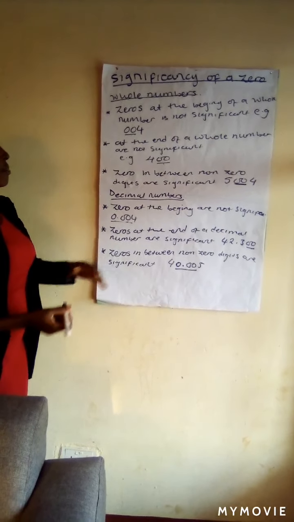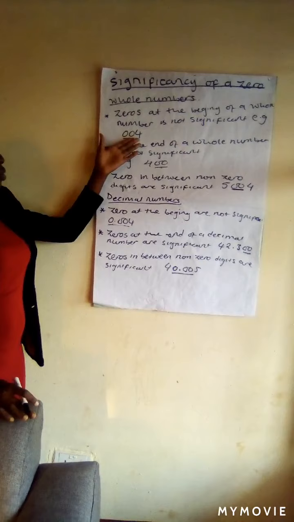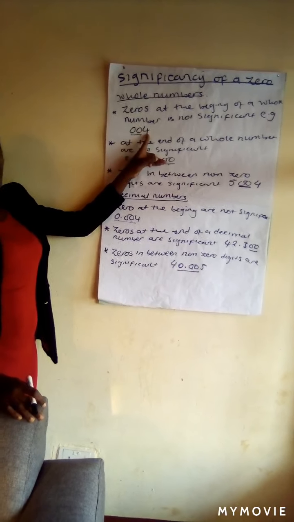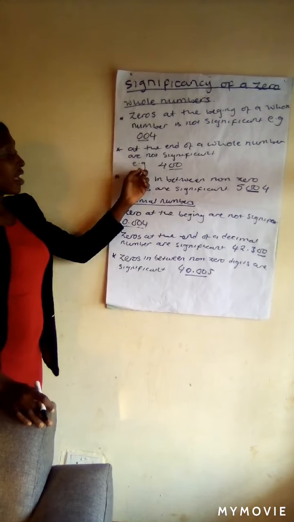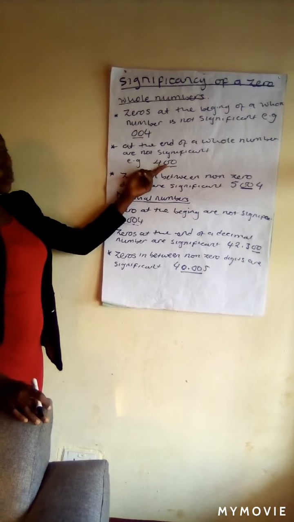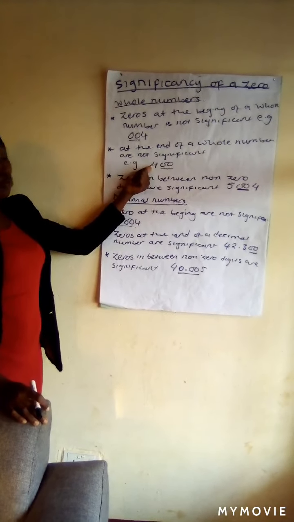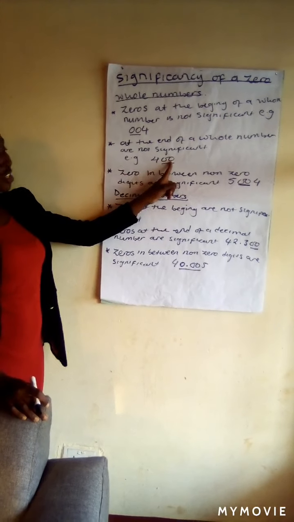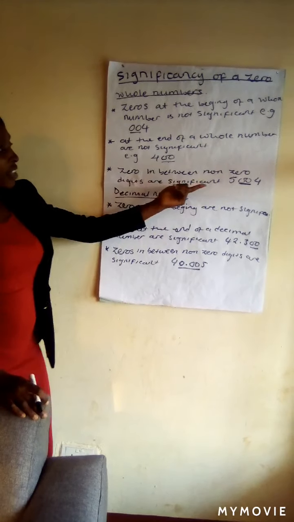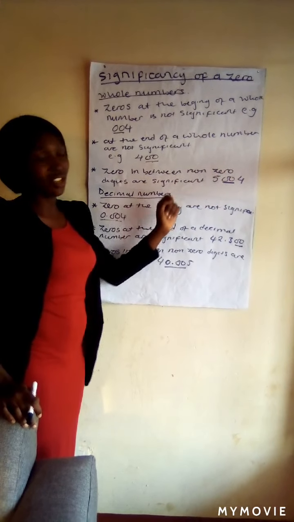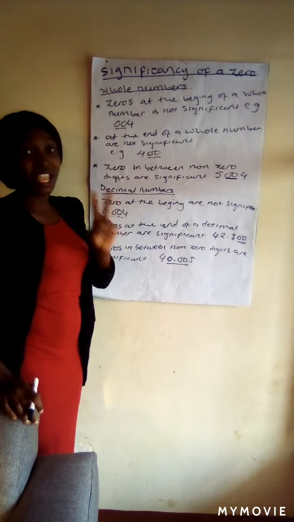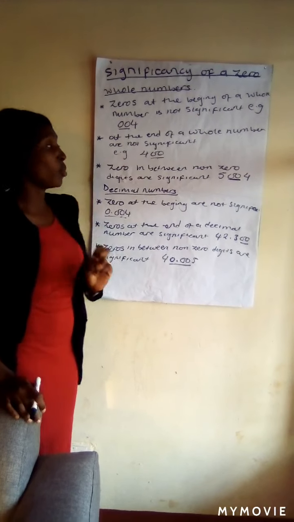So looking at our numbers, in the first place, with whole numbers, I only have one significant number. These 2 zeros in front are not significant. When I have a number like 400, I only have one significant number, which is in front. The 2 zeros at the end are not significant. When I have a number like 5004, I have 1, 2, 3, 4 significant numbers, because zeros in between two non-zero digits are also important.